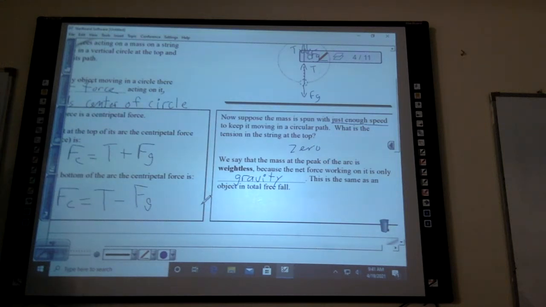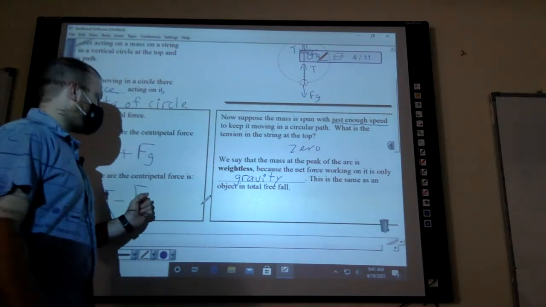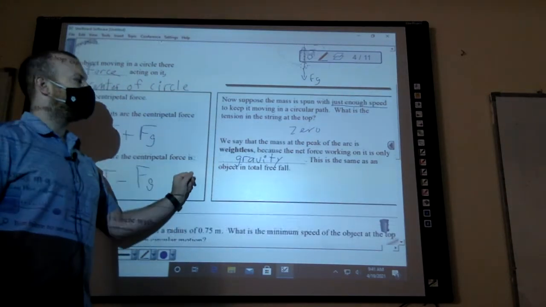So essentially it's the same as being in free fall. So you can do this. If you have a bucket of water, you can spin it with a certain speed so that when you spin it around in a circle, the water doesn't fall out. So you just need to be spinning it so it's faster than the force of gravity. Otherwise, you'll get wet.